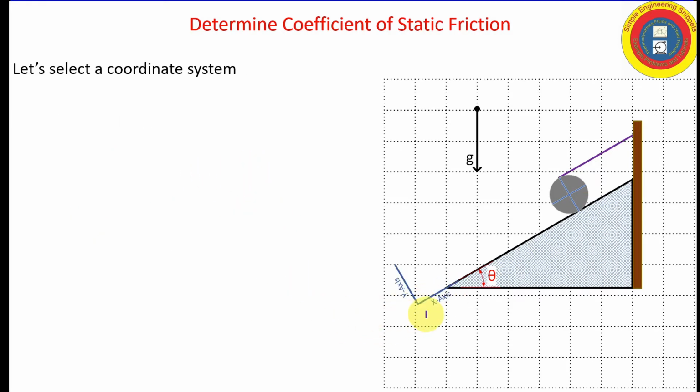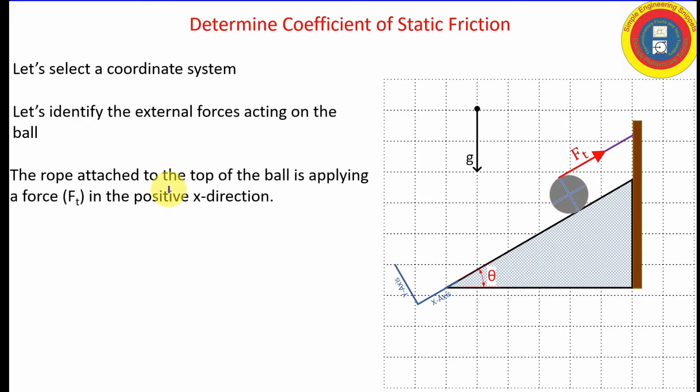You can define it any way you want. I prefer to have the x-axis in line with the ramp as shown. And next thing we want to do is identify the external forces acting on the ball. It's on the ball, not on the ramp. Let's be clear about that. Okay, so one acting in the positive x direction is the force due to the rope. Let's call that F sub t.